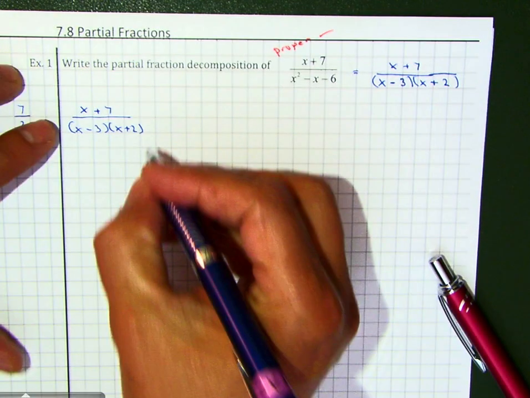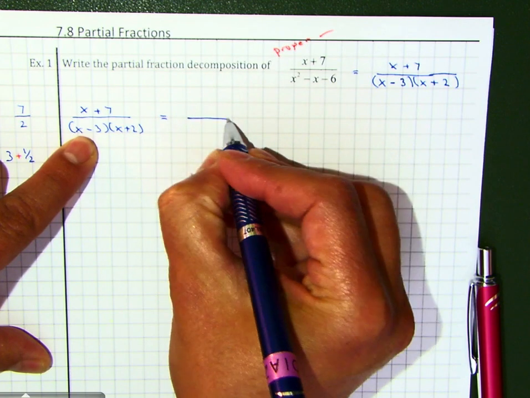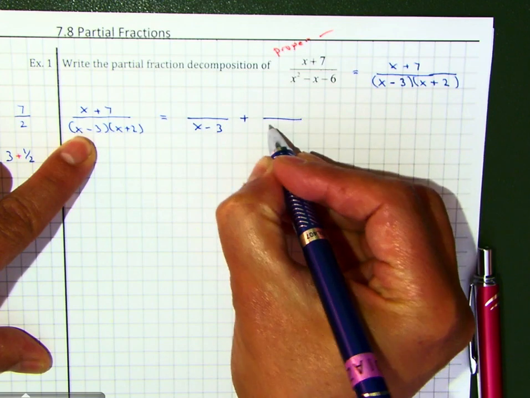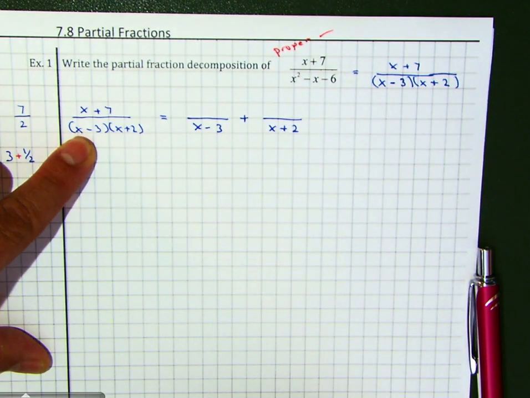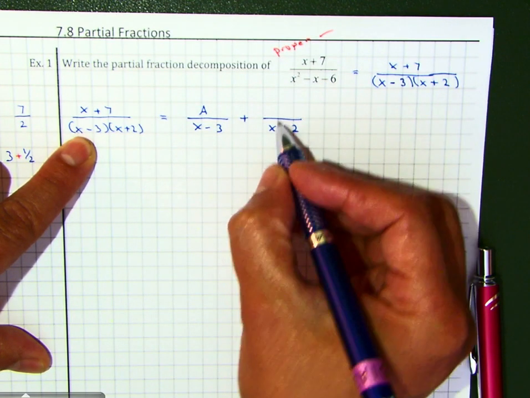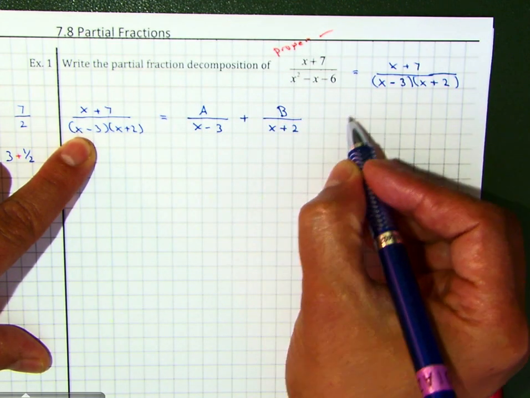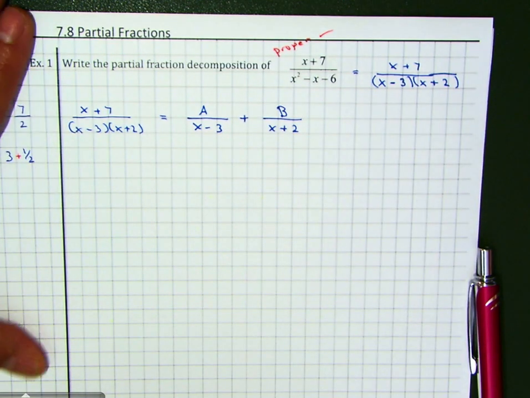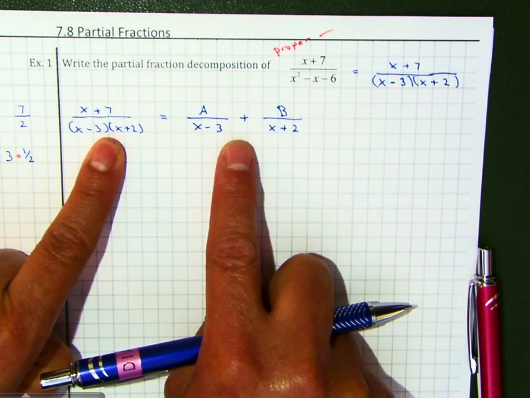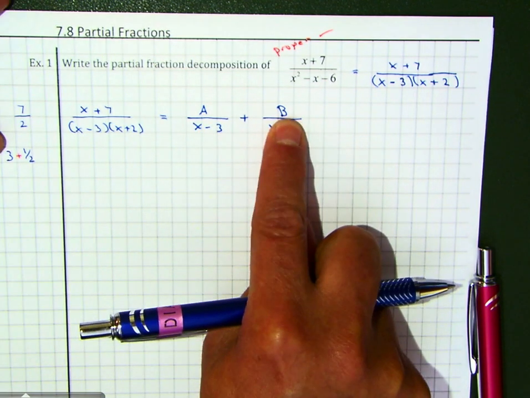So what we're going to do is write down the first one, which will be x minus 3, plus the second one, which will be x plus 2. This is a linear factor, so we're going to place in A. This is a linear factor, so we're going to place only one letter, which will be a B. If you have another one, it'll be a C. And now we have an equation. We know that those two expressions should be equal to each other. So now we can solve for A and for B.